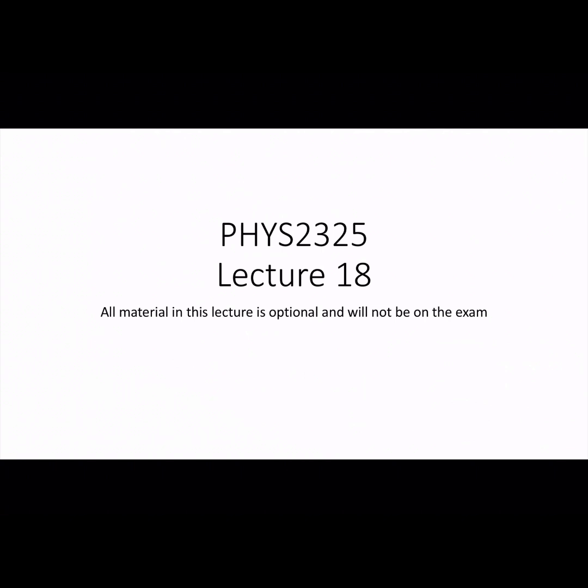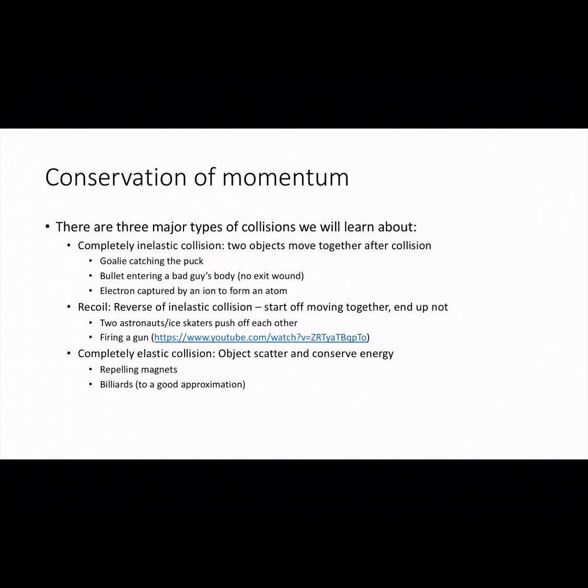So today we're going to talk a little bit about elastic collisions, about a specific type of recoil collision known as the rocket equation, and we'll talk a little bit about center of mass, which, in the context of momentum, will not be on the exam, but we'll come back to it later when we start talking about rotational motion. To remind you where we left off, with conservation of momentum, we've been talking about 3 major types of collisions.